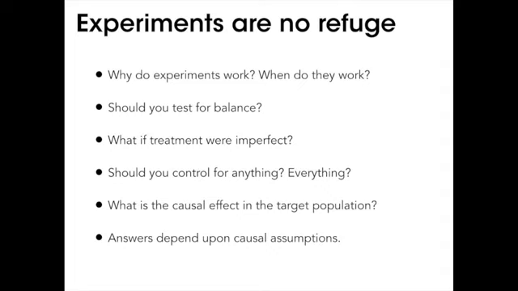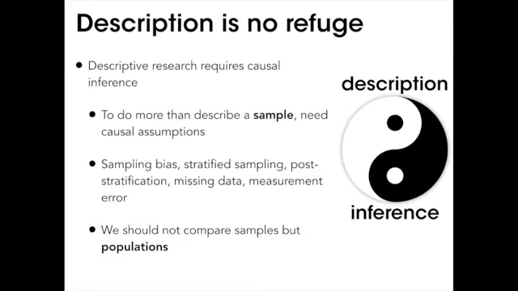Something I won't talk about today because there's simply not enough time is how we would actually predict the causal effect for the target population and not just for the sample. That is a different kind of issue, actually. It's easy to study a sample. It's hard to study a population. And that's a different issue. All of the answers to these things depend upon causal assumptions, it turns out.